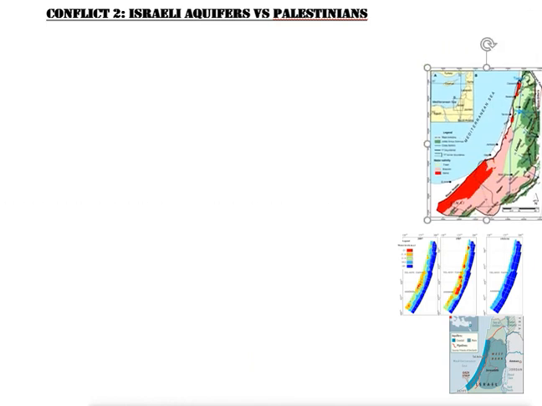Now, again, be filling your table in for your key players. Bit of a background to this conflict. So for decades, Israel has obtained up to 80% of its water provided by the mountain aquifer, and this aquifer is located in the West Bank.